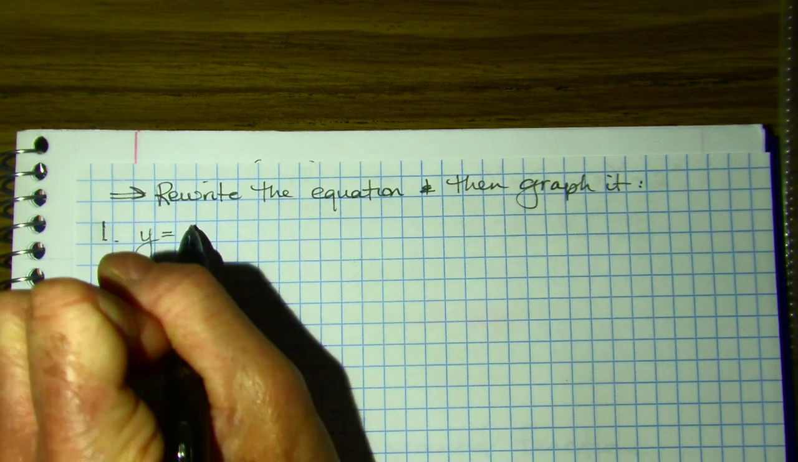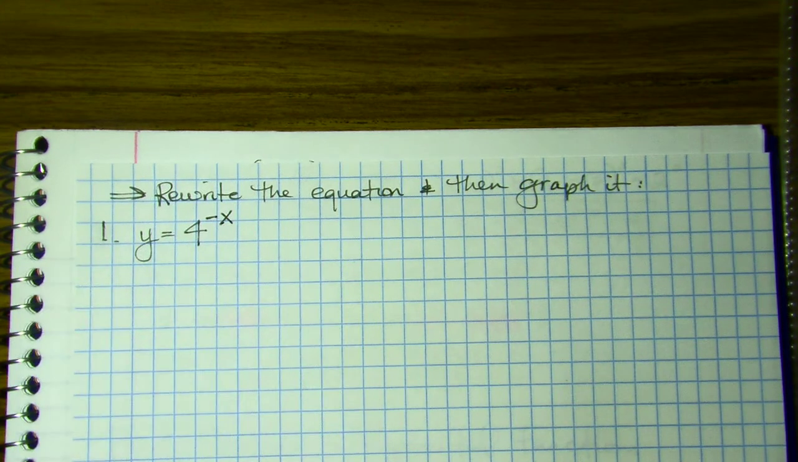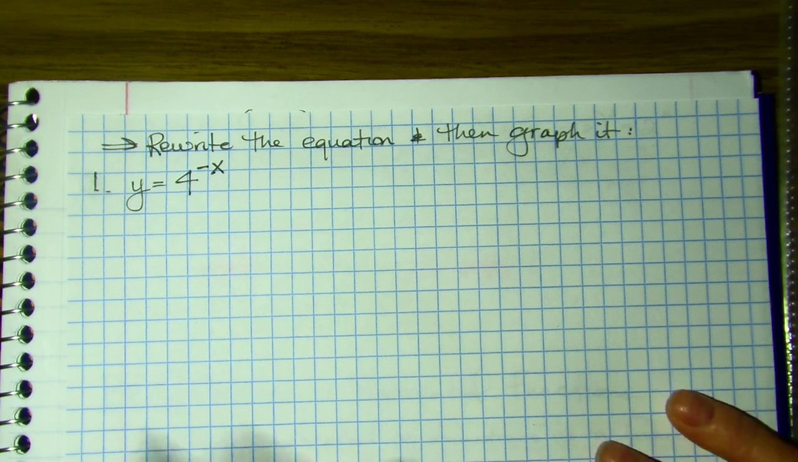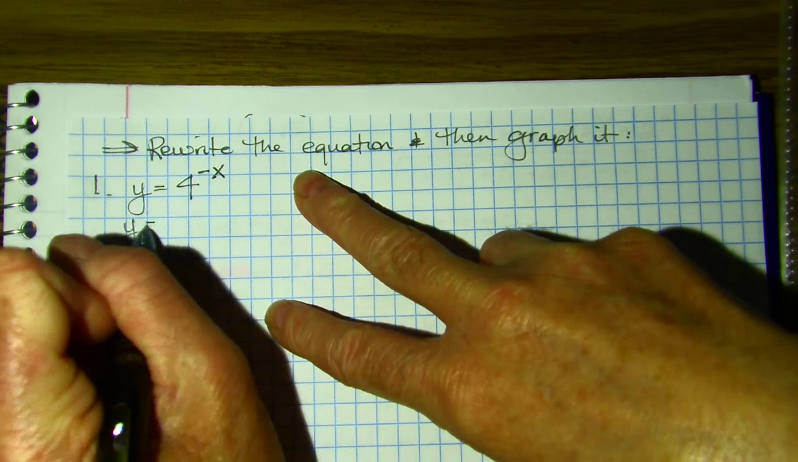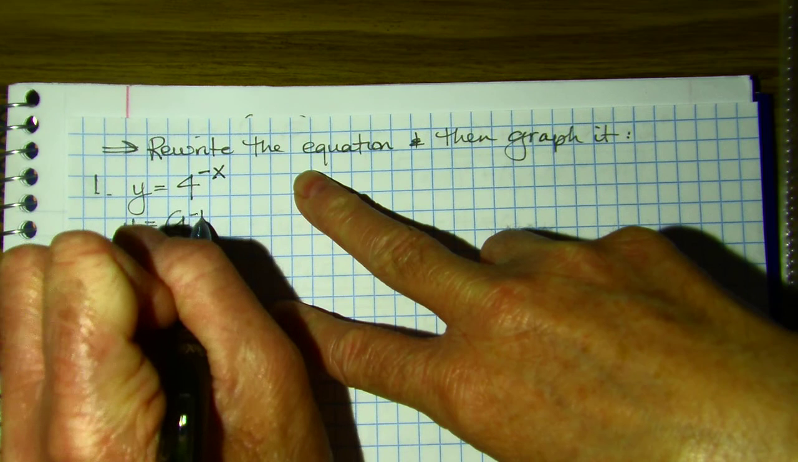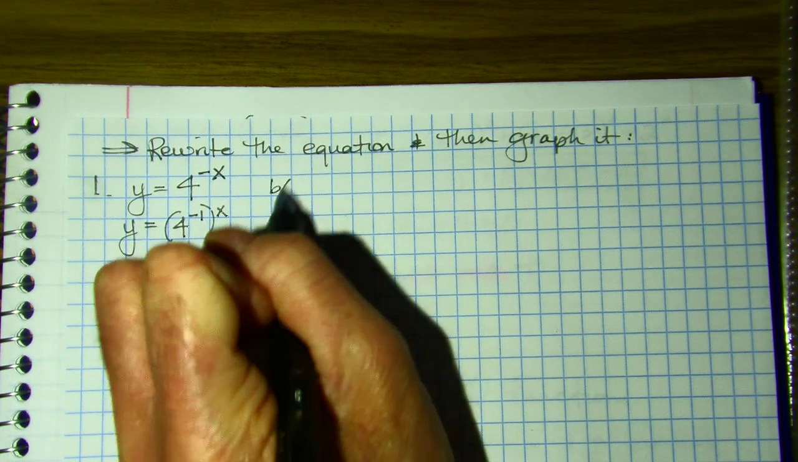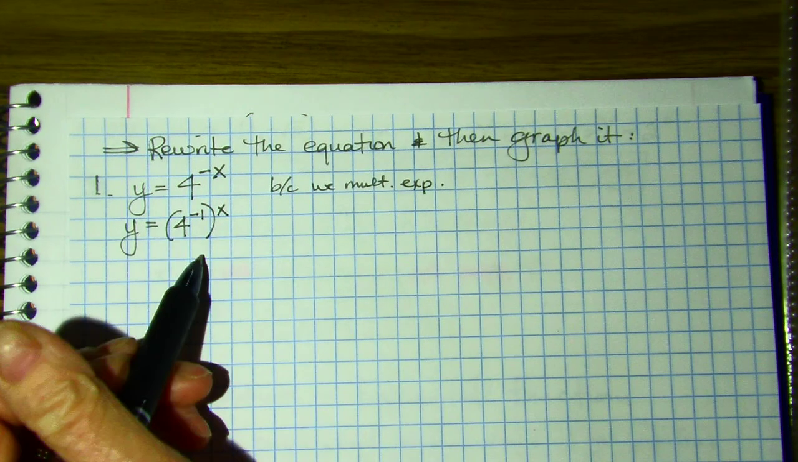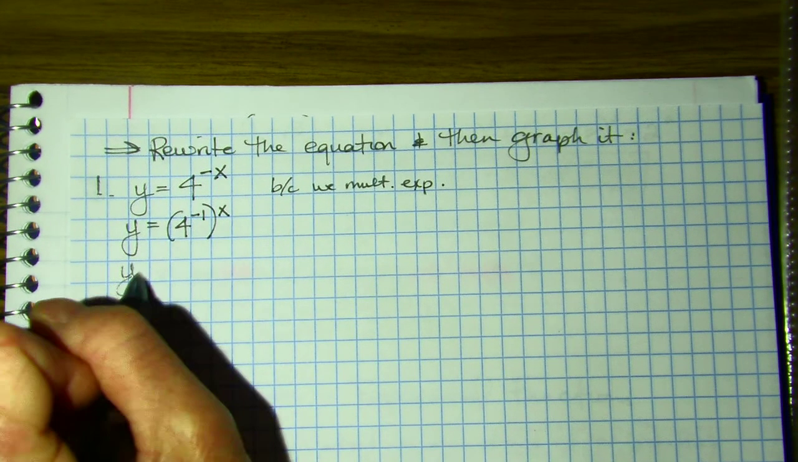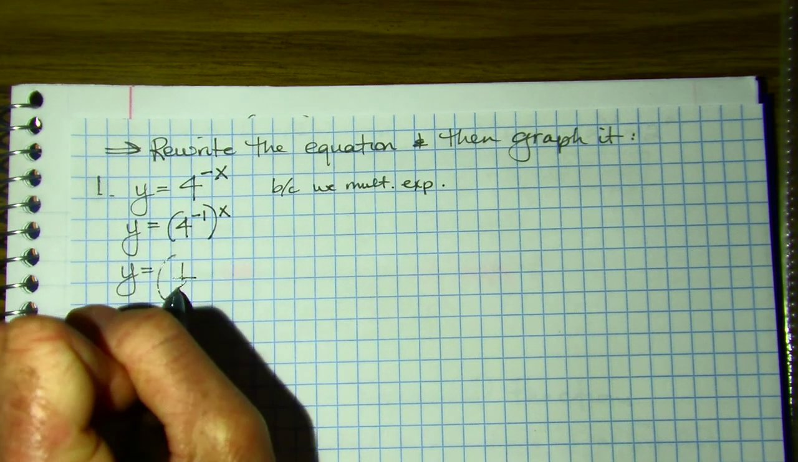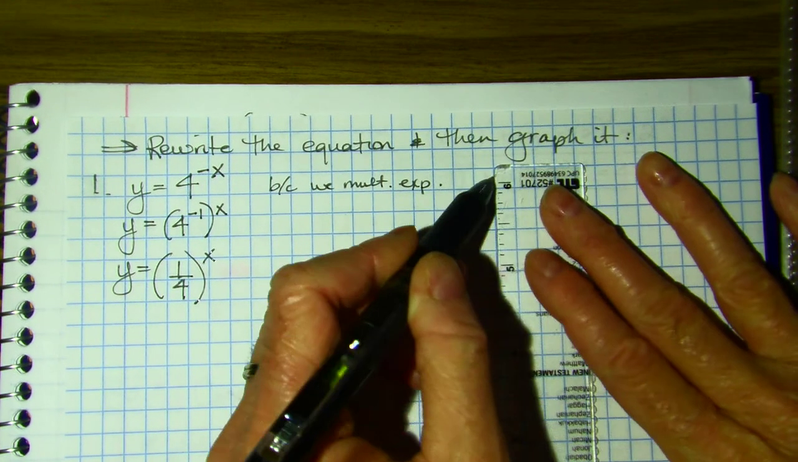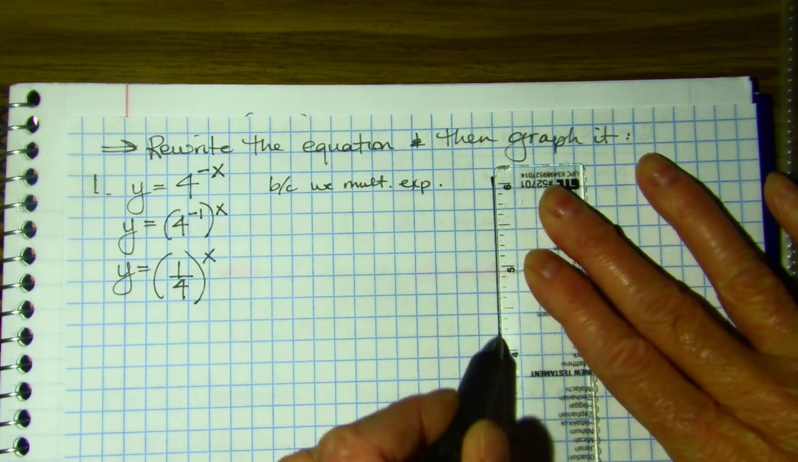Y equals 4 to the negative x. Now, without a calculator, this transformation can be kind of complicated. And so we're going to rewrite this. Now, I'm using my exponential properties. I'm going to rewrite this to be 4 to the negative 1 times x because I know that we multiply exponents. So I'm rewriting this. This can then be written as 4 to the negative 1 is really just 1/4 to the x. Now that is super easy to graph. So I'm going to do this.